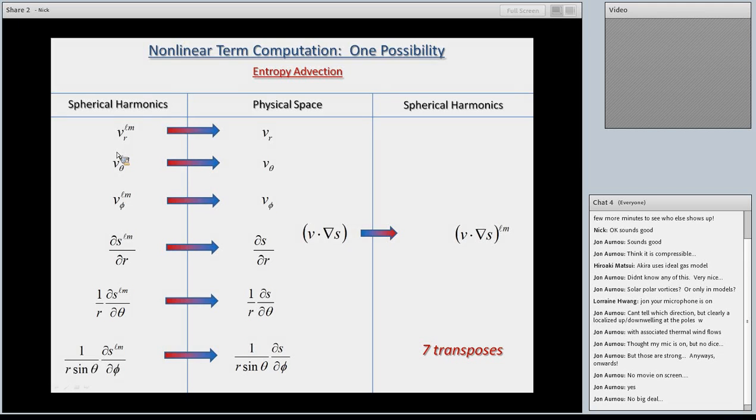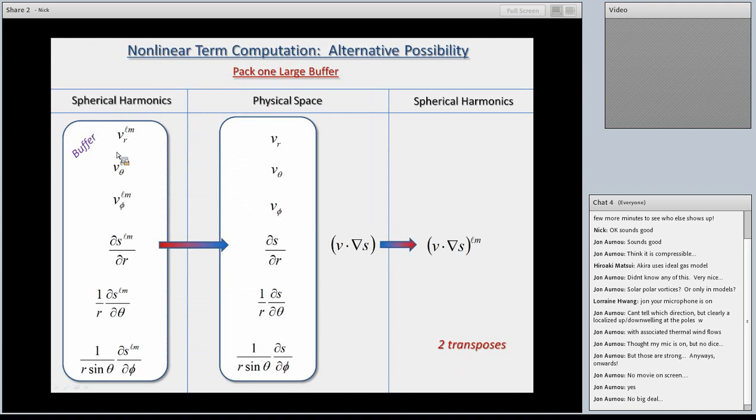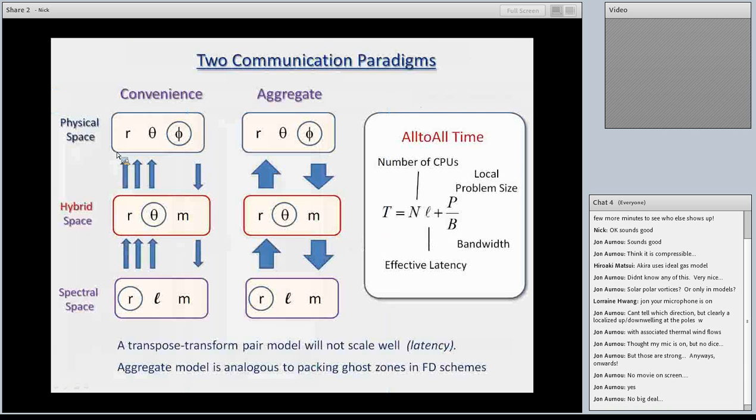An alternative way of doing this would be to compute the fields that you need and then pack those into one large buffer, okay? Then you transpose the buffer to physical space, compute the nonlinear term that you need, and transpose it back. So we've moved from taking 7 transposes to compute the nonlinear term and transform back to taking 2. Okay, so these are two ways of looking at things.